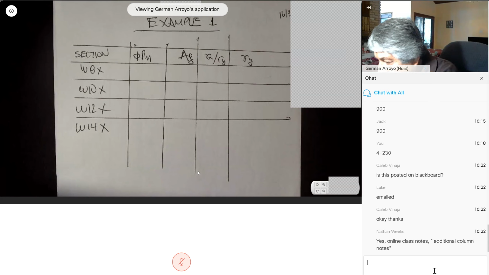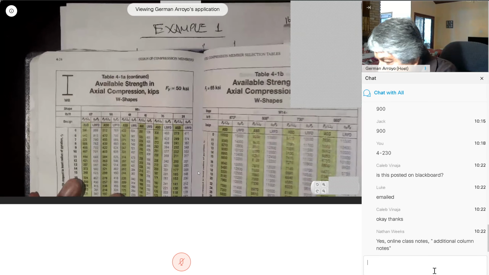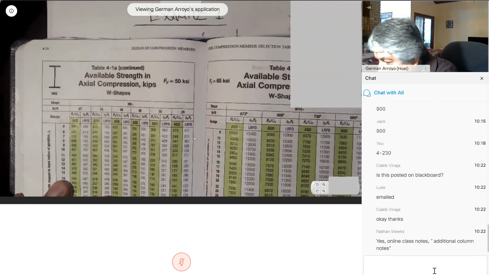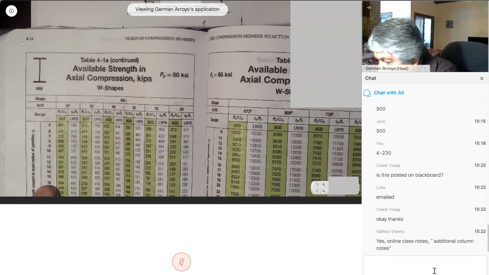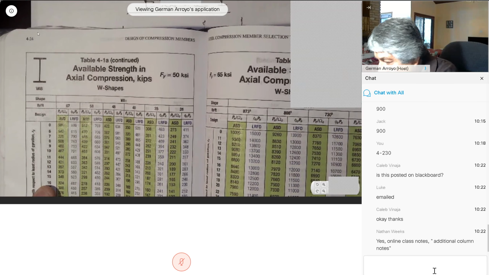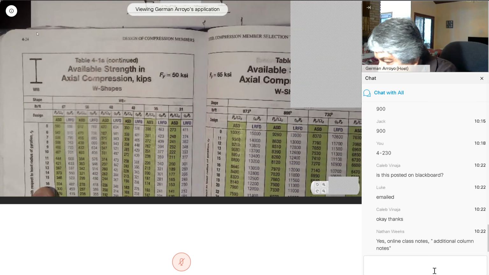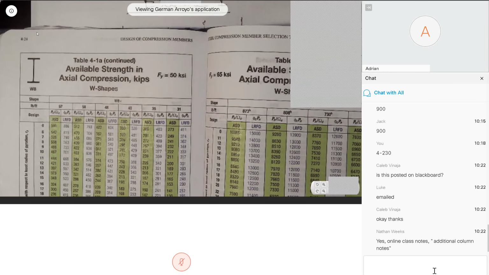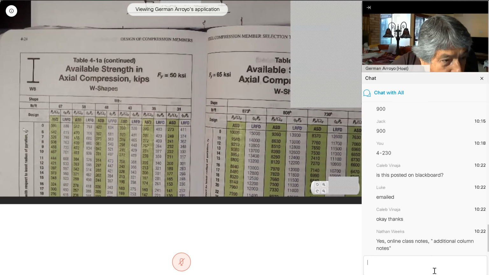We start on page 4-24. So go to this page, 4-24. And this table uses KL about the y-axis. You have to go with the y-axis.